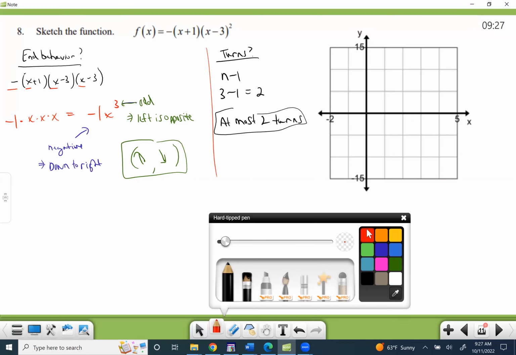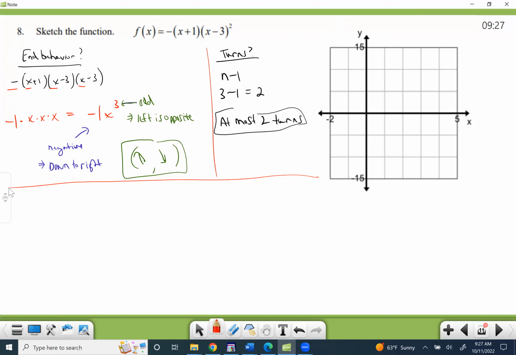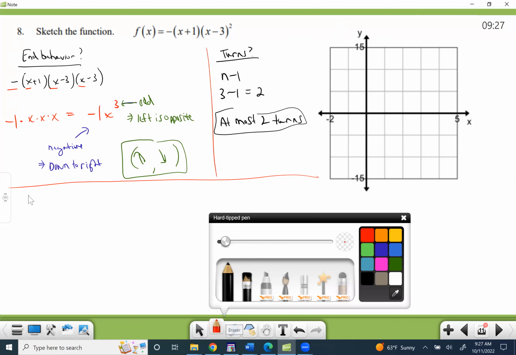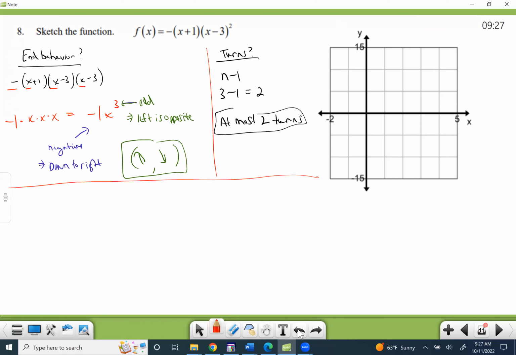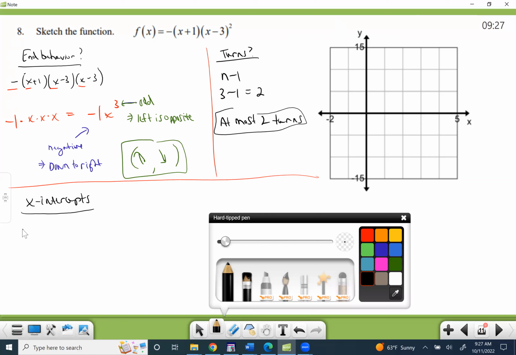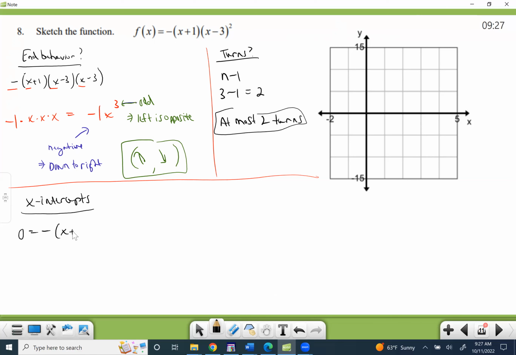All right, now what else do we see? The zeros, or x-intercepts, right? The zeros are x-intercepts. If we set the whole thing equal to 0, you just need to set the parentheses equal to 0, you guys. There's a squared on here, but just set the stuff inside the parentheses equal to 0. That's enough, because if it's 0 and you square it, it's still going to be 0, right? So we get x equals negative 1, and we get x equals 3. So negative 1 and 3 are zeros.